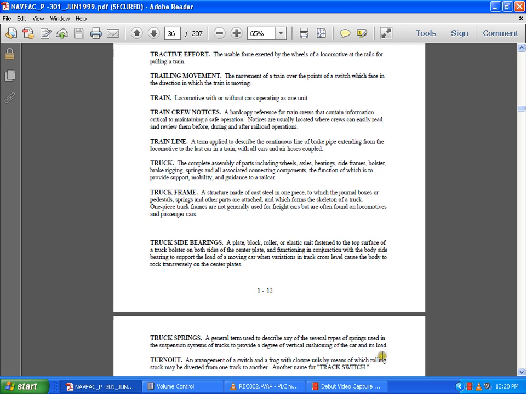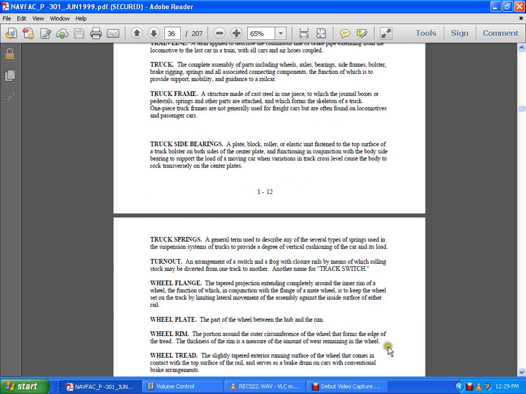A truck side bearing is a bearing that rolls on an elastic pad fastened to the top surface of the bolster and functions to support the car body, and supports a loaded moving car when cross-level track causes the body to rock transversely on the center plates. Truck springs are generally described as several springs used in the suspension systems of trucks to provide a degree of vertical cushioning for the car's load.